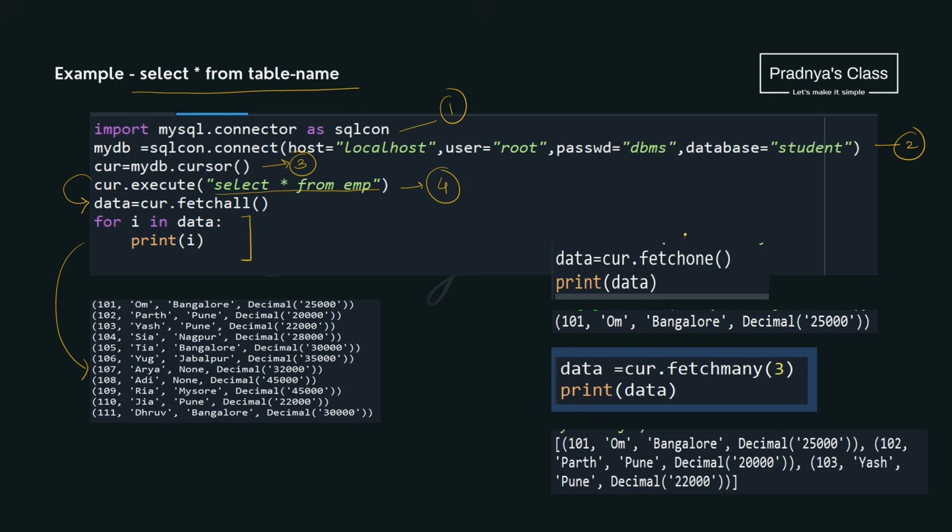If you want to fetch one record, you can use fetchone. If you want a specific number of records, that also you can write. We have mentioned 3, that's why we are getting 3 records. I would suggest to write these steps on paper and practice it. Ultimately, you have to write it in the exam.